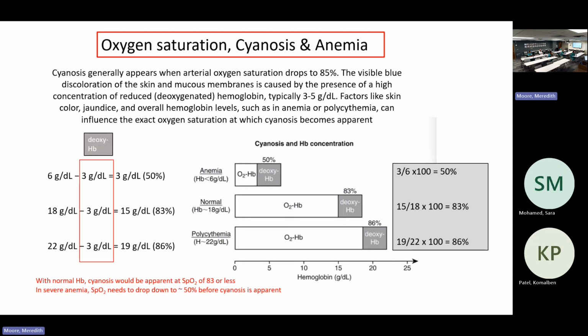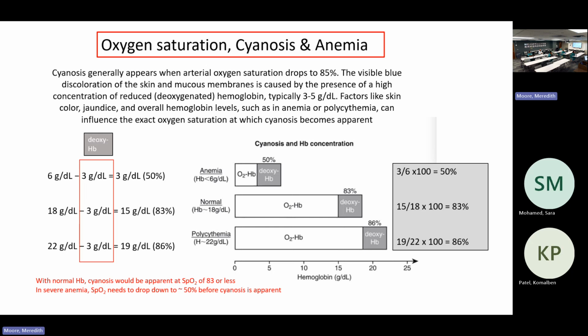So basically, this is the concept. And again, they ask you this in boards, and it's very easy to understand. First of all, out of your total hemoglobin, 3 grams has to become deoxygenated before you see the cyanosis. So if you have 6, 3 has to go before you see cyanosis. If you have 6, then of course 3 is gone, you have only 3 left, so 50%. And this slide again explains it very well. So just remember, if they ask you in an exam, this is the answer.